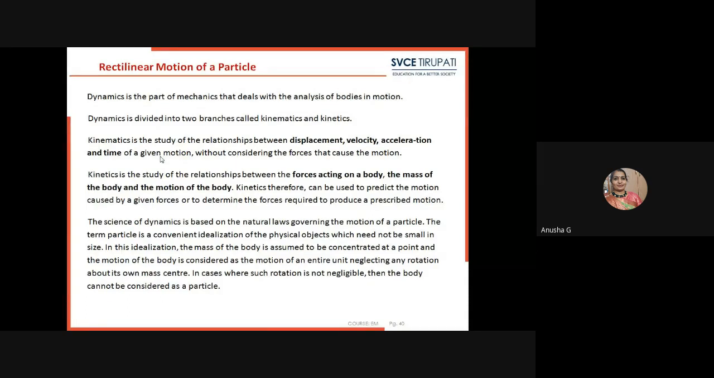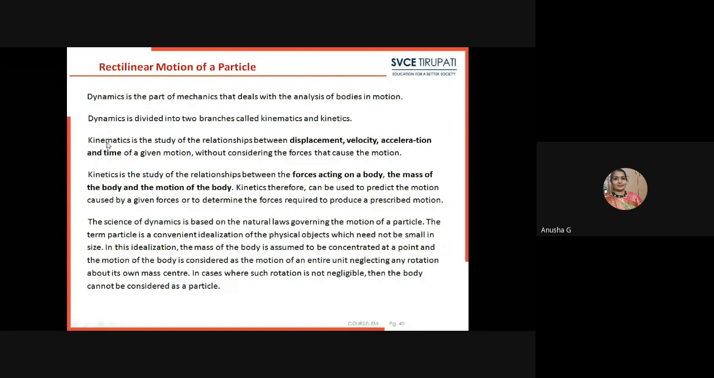Now we'll see another topic, the rectilinear motion of a particle. Rectilinear motion depends upon the motion of the body. Rectilinear means the body is moving from one place to another place. That is nothing but dynamics. Dynamics is the part of mechanics that deals with the analysis of bodies in motion. We learn about dynamics here through the motion of bodies. Dynamics, as we already know, is divided into two types: one is kinematics, another is kinetics.